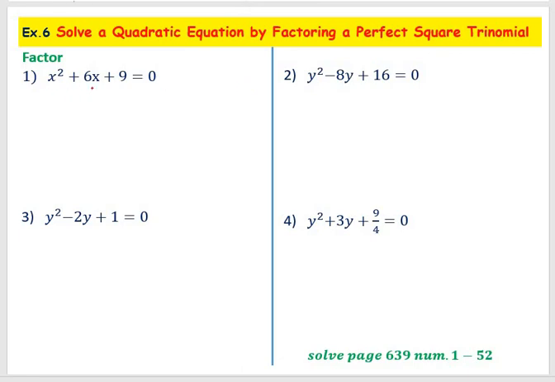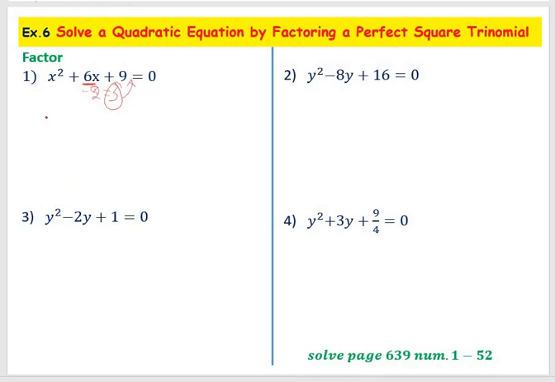Now, I must look here at my equation. Here, my coefficient of the first term is 1. So I won't bother about the first term. I'm going to look at the second term. Half of the 6 is 3. So 6 divided by 2 is equal to 3. Then I'm going to take this 3 and square it. It's going to give me 9.